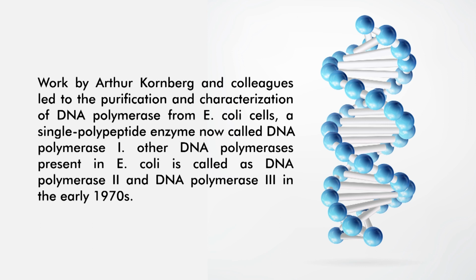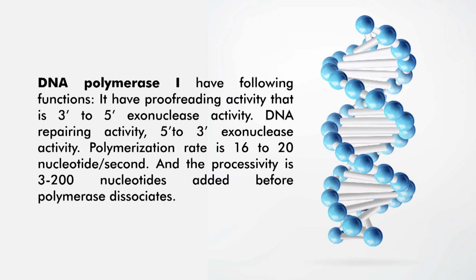Other DNA polymerases present in E. coli are called DNA polymerase II and DNA polymerase III. They were discovered in the early 1970s. DNA polymerase II is an enzyme involved in one type of DNA repair. DNA polymerase III is the principal replication enzyme in E. coli, whereas DNA polymerase IV and V were identified in 1999 and are involved in an unusual form of DNA repair.